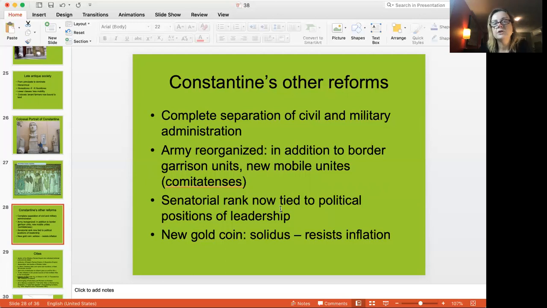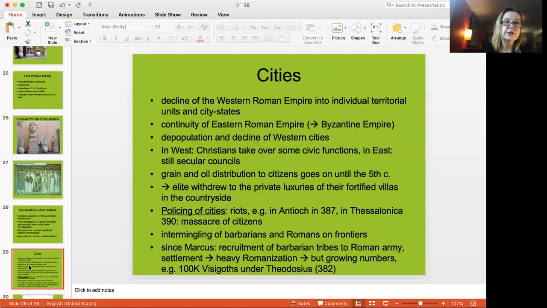And another way in which we will see these further separations within society and administration is that there will be a new gold coin, the solidus, that Constantine will introduce, which by the way will live on for about 1,000 years as a successful gold coin. And the idea will be that this will be a coin that resists inflation, but this will not be a coin that your average person can afford. So we will see that everything is getting just a little bit more rigid, just a little bit more separated into categories. So a good way to start thinking about this is to think about city life.